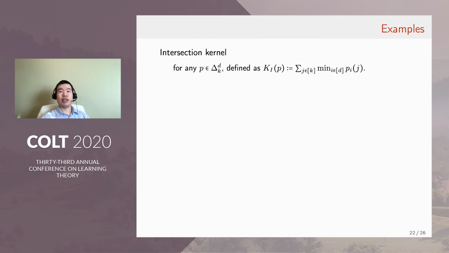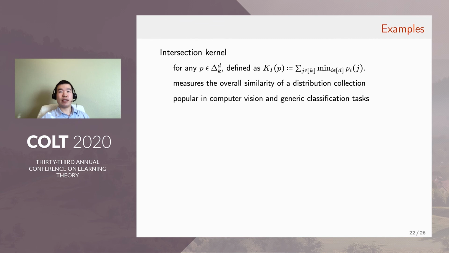The third example is the intersection kernel. For any distributions P1 to Pd, we denote by K_I(P) the intersection kernel. It is a sum of minimum probabilities, and this measures the overall similarity of a collection of distributions. It is very popular in computer vision and generic classification tasks. As you can see, this property is maximized if all the Pi are identical, and it is minimized when all the Pi do not share any common element in their support sets.